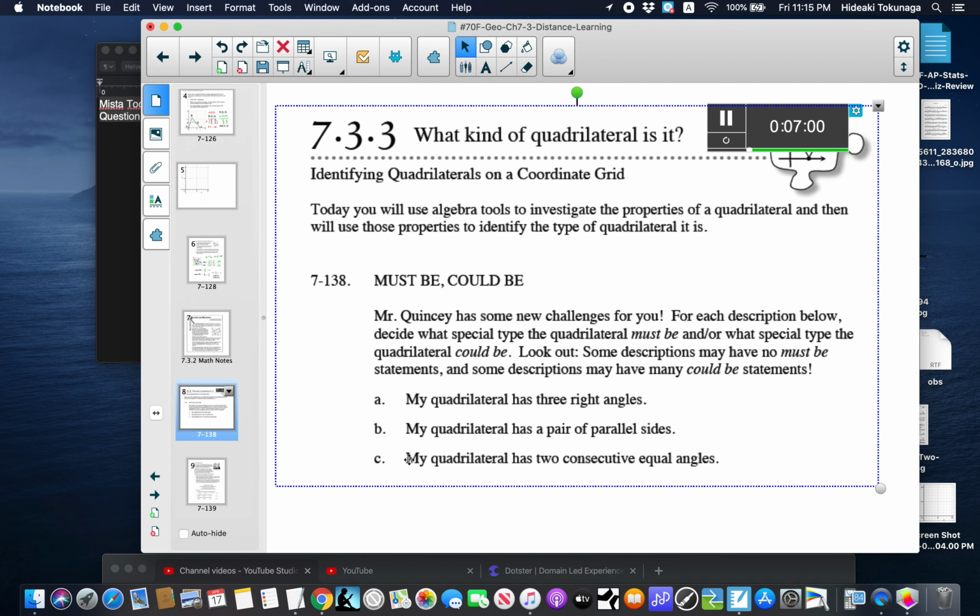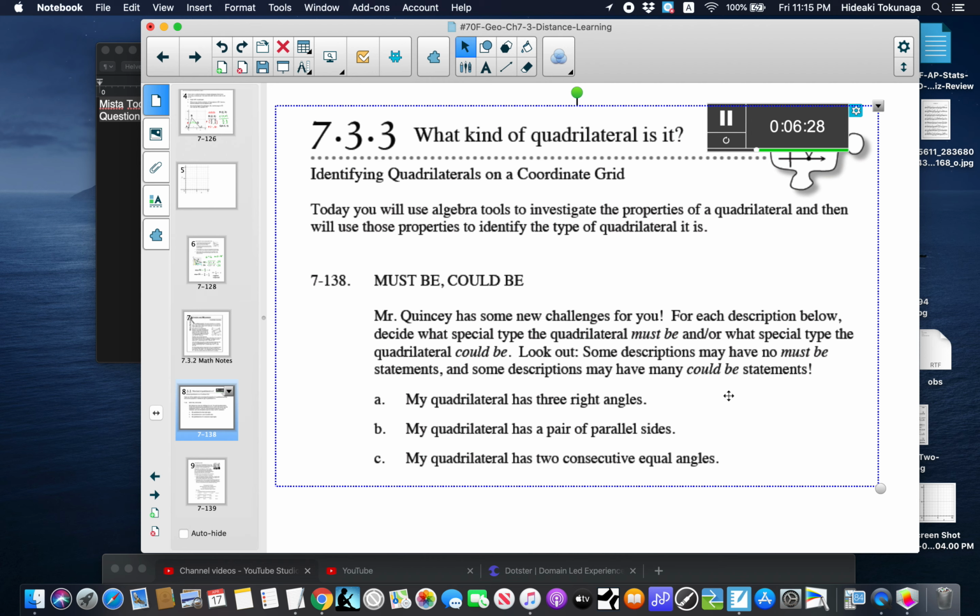My quadrilateral has 2 consecutive equal angles. So 2 consecutive equal angles has to be, let's see, 90 degrees and 90 degrees. If 2 consecutive angles are congruent, the third and fourth have to be congruent. Wait, let's see. 2 consecutive equal angles. Oh, okay. Oh, you know, I'm wrong.